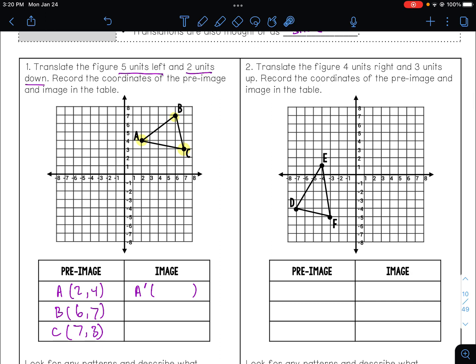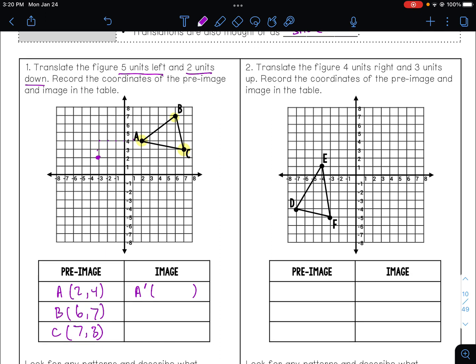So let's take this. Let's go 5 units left, 1, 2, 3, 4, 5, and 2 units down, 1, 2. So right there. I believe. 1, 2, 3, 4, 5, 1, 2. Yep, right over here. And that's going to be our new A. We're going to label that A prime. And that is located at -3, 2. Might as well do B prime, C prime.